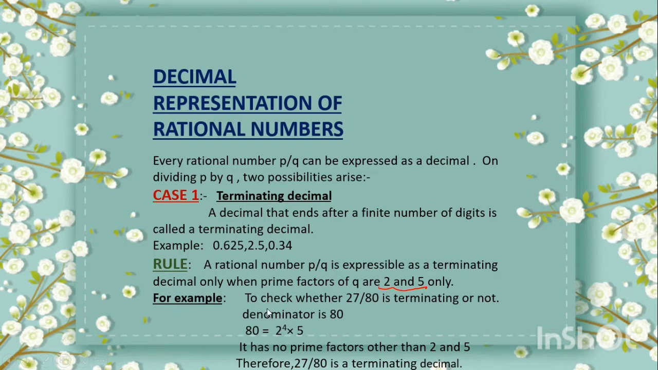So for example, now see over here, to check whether 27 by 80 is terminating or not, how will you check? Just see the denominator. What is it? It is 80. Now take out the factors and you can write like this: 2 to the power 4 multiplied by 5. Here you can see the prime factors are 2 and 5. And I told you in the rule that it is terminating if it has prime factors of only 2 and 5. So it has no prime factors other than 2 and 5. So 27 by 80 is a terminating decimal.